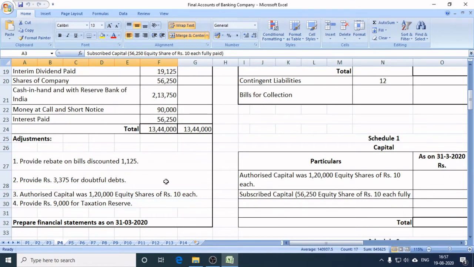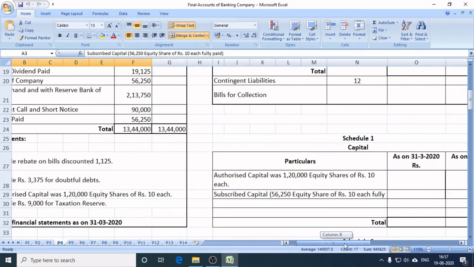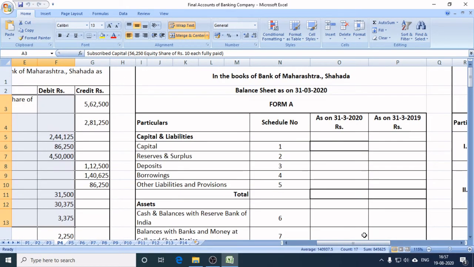Adjustment number 1 is provide debit until discounted, then make provision for doubtful debts, then authorized capital is mentioned of this bank, and we have to make a provision for taxation reserve. Okay, now we must prepare the balance sheet of banking company as per Form A.